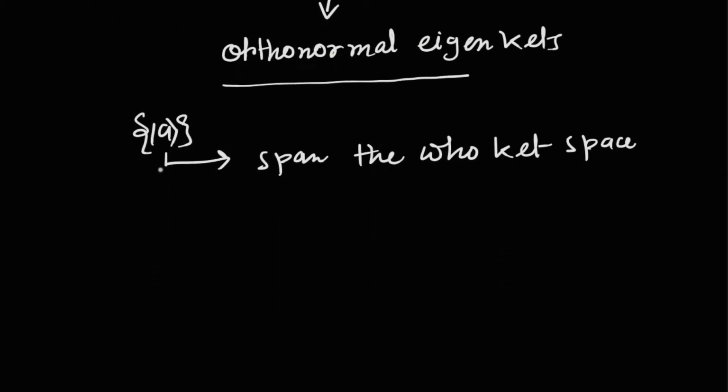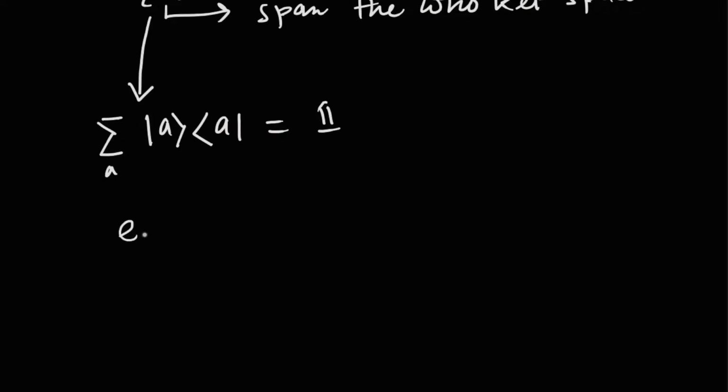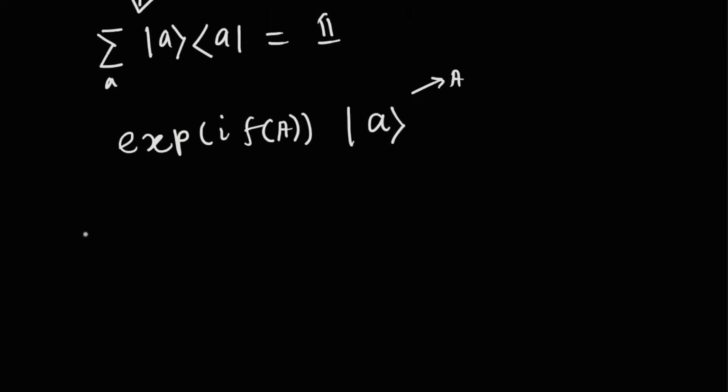That means this |a⟩ also follows the closure relation, or the completeness relation: summation of |a⟩⟨a| is equal to the identity operator. Now let us focus: if we operate exponential i f(A) on an eigenstate of operator A, what will we get as eigenvalues?